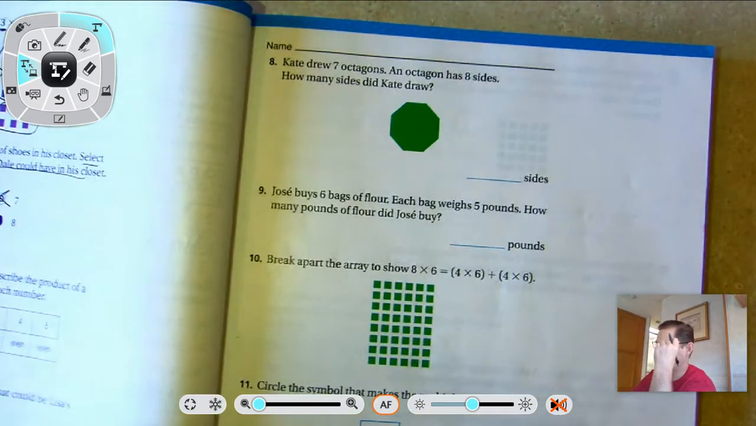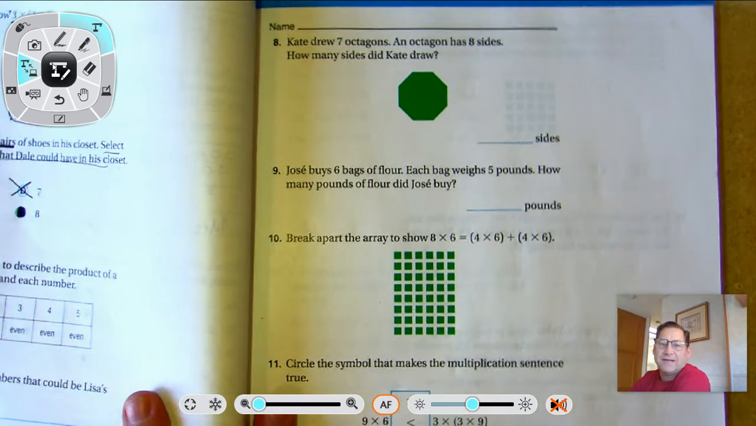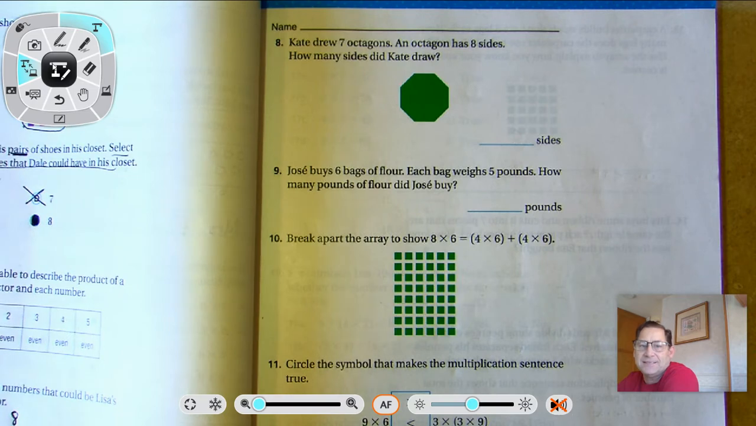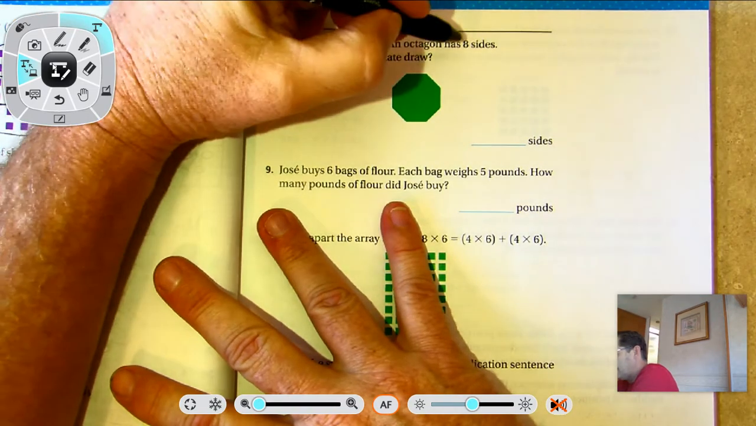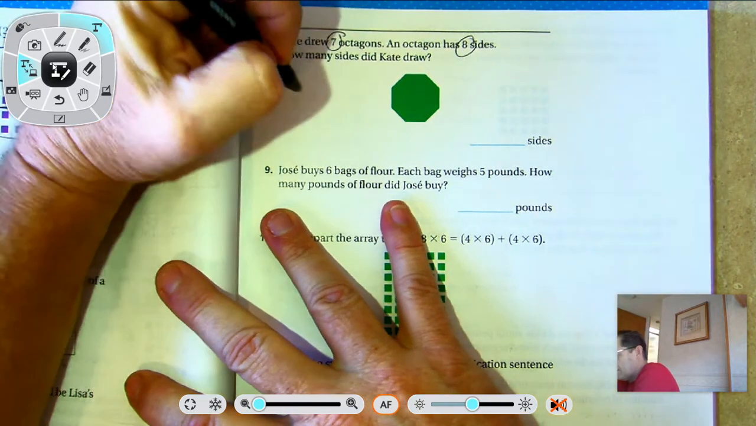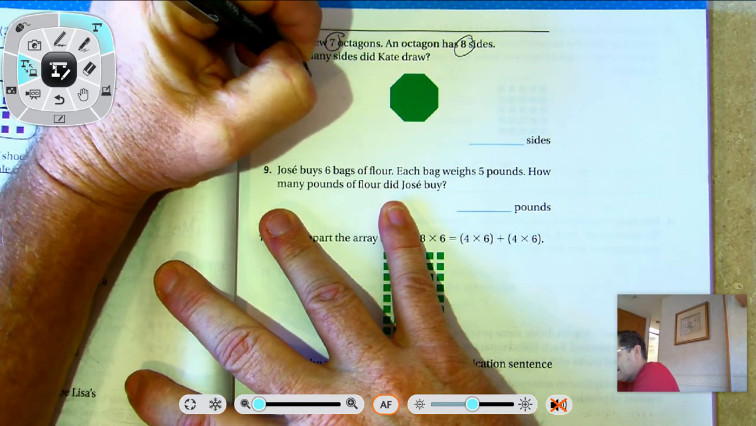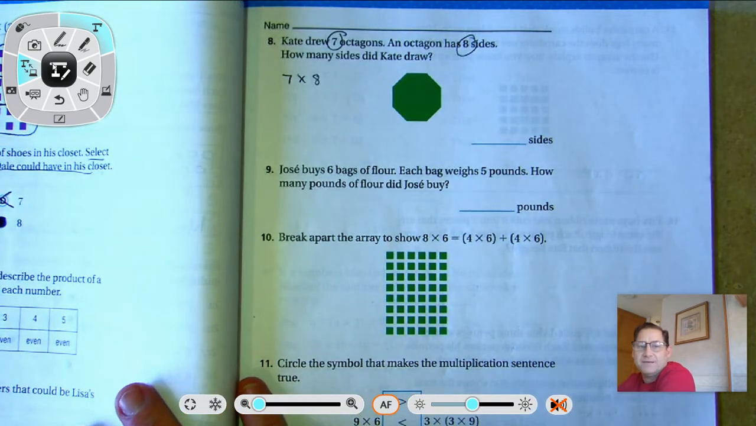Number 8. Kate drew 7 octagons. An octagon has 8 sides. How many sides did Kate draw? Okay, so 7 octagons, 8 sides. So that problem is telling me 7 times 8. I have 7 sets of 8.